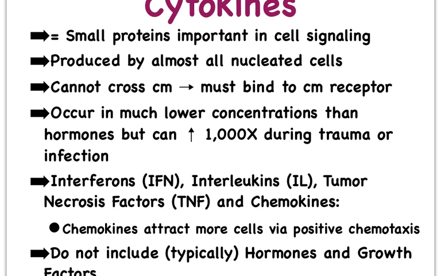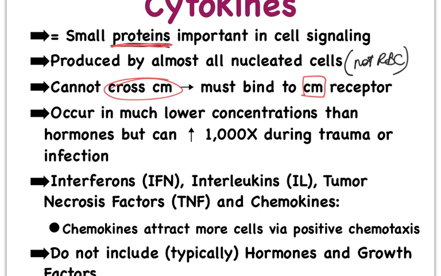Notice that cytokines are not only produced by immune cells, but really by all cells in the body, except for the ones that do not have a nucleus. And that means red blood cells. Red blood cells are not nucleated. You all know that by now. They are proteins, and because they are proteins, they cannot cross the cell membrane. Only lipid-like molecules can easily slip through the cell membrane. So the only way they can trigger a response as a cell signaler is by binding to the cell membrane. Remember that I used the abbreviation CM for cell membrane.